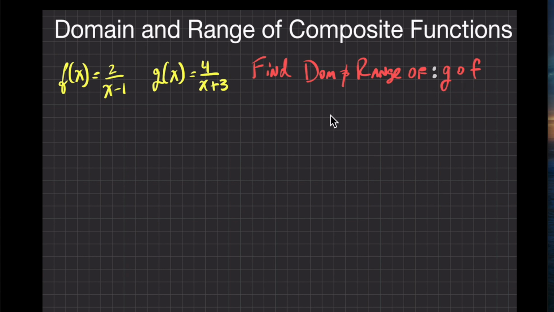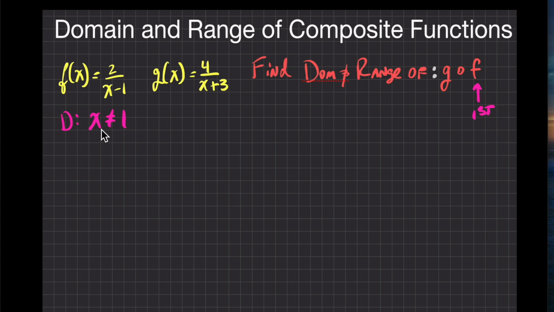The first thing I like to do is find the domain of the first function, or the inside function. So I'm going to find the domain of f first. Looking at f of x, you can see that x cannot equal 1, otherwise you'll be dividing by 0. So the domain of f of x is x cannot equal 1, and other than that, it can be all real numbers. Next, we're going to find the composite function, and we're going to find its domain, and then we're going to combine it with the domain of the first function.